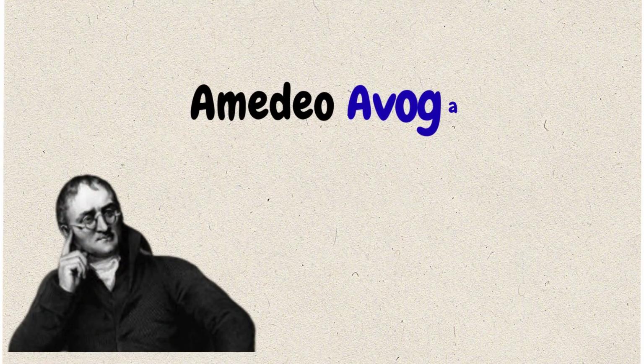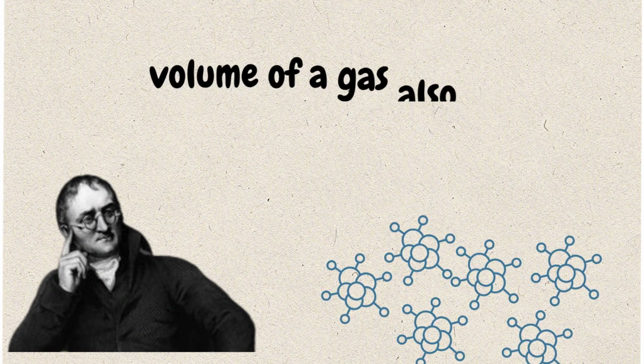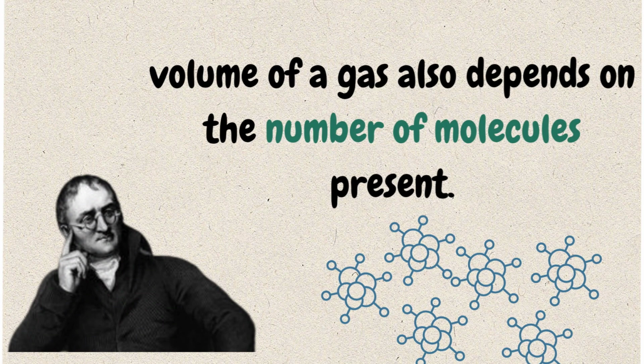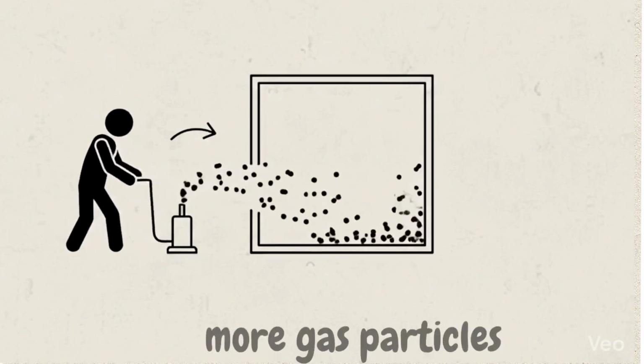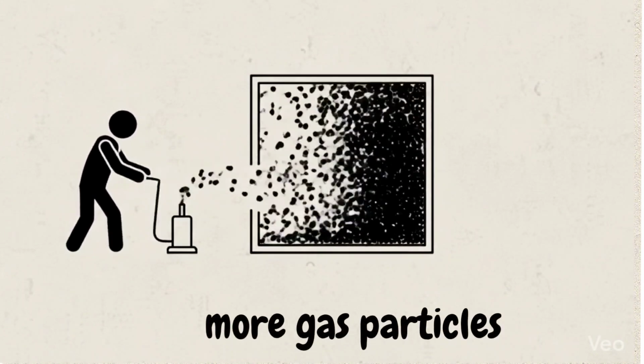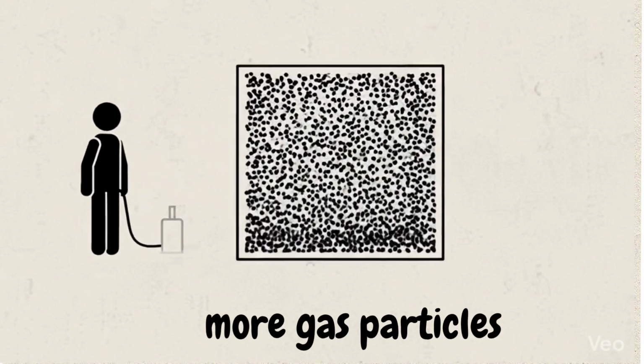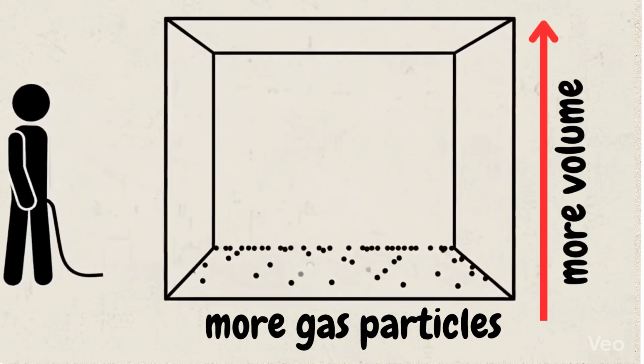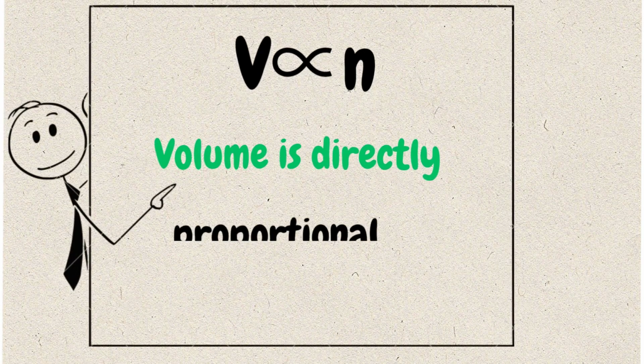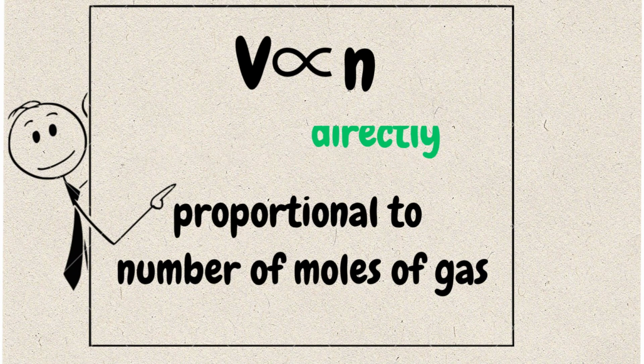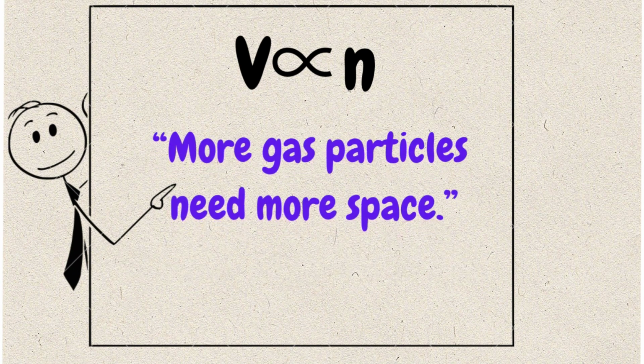Then scientist Amedeo Avogadro made another important discovery. He found that the volume of a gas also depends on the number of molecules present. Volume is directly proportional to the number of moles of gas, meaning more gas particles need more space.